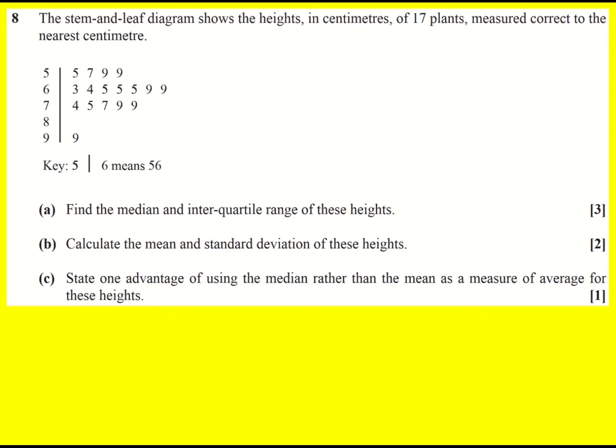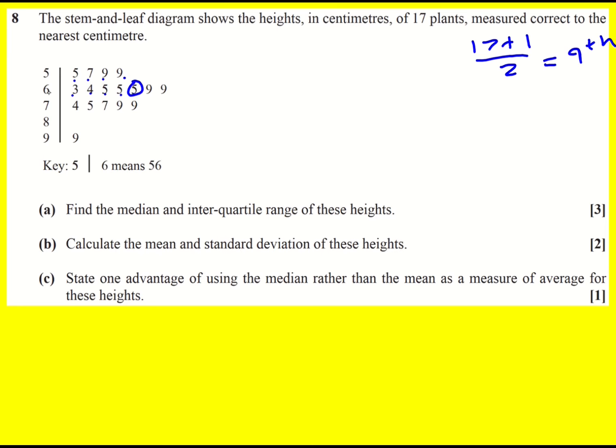Given a stem and leaf diagram of the heights of 17 plants measured correct to the nearest centimetre, and asked to find the median and interquartile range. The simplest way to do this, let's look for the middle one, is to do 17 plus 1 over 2. That tells us it's in the 9th position. So I'm just going to count on 1, 2, 3, 4, 5, 6, 7, 8, 9.